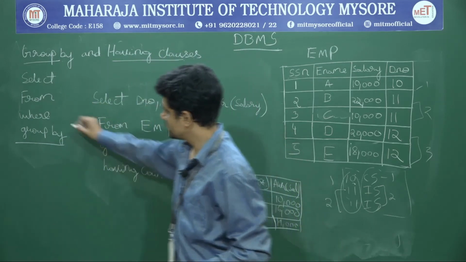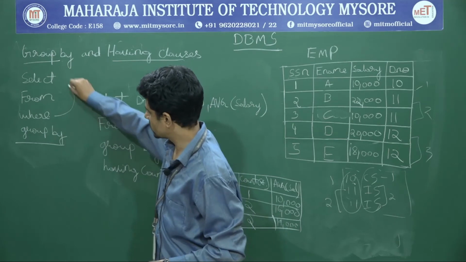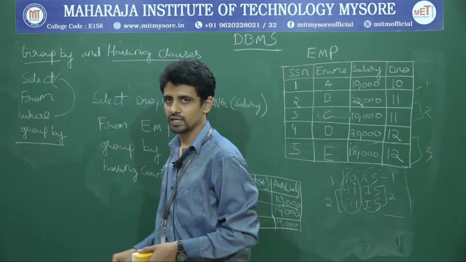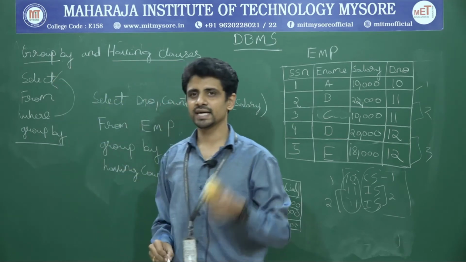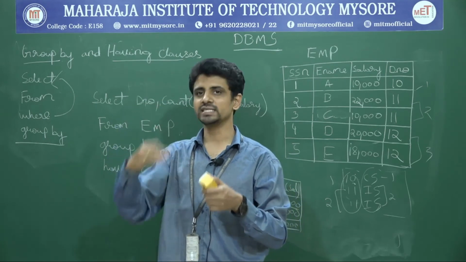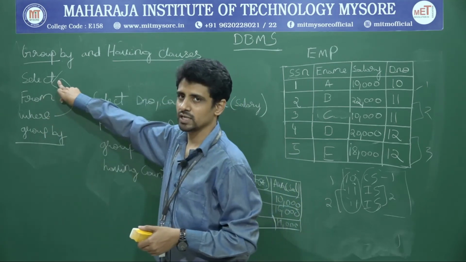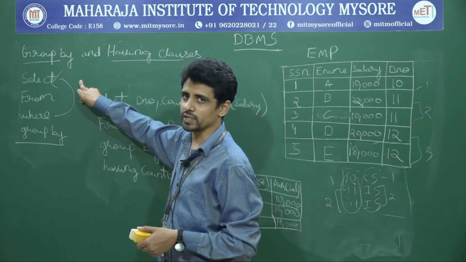How do we write this where clause as a condition for the select clause? Yes or no? Why do we write where? It's a condition to select which instances are to be present in the select clause. In the select clause we write the attribute names.